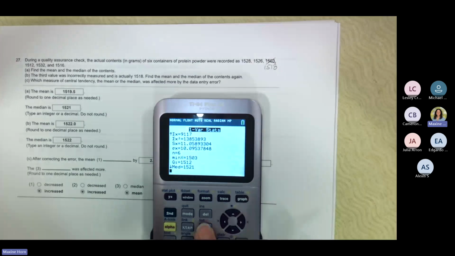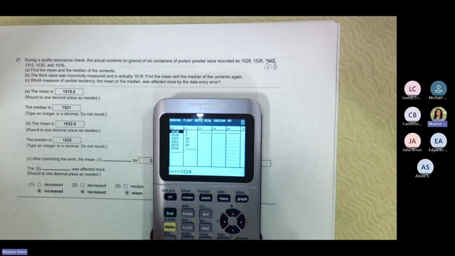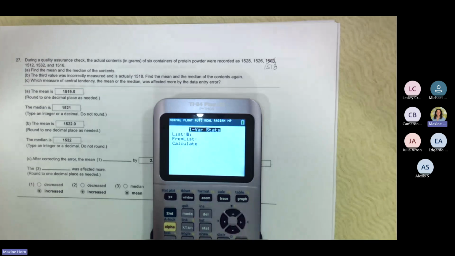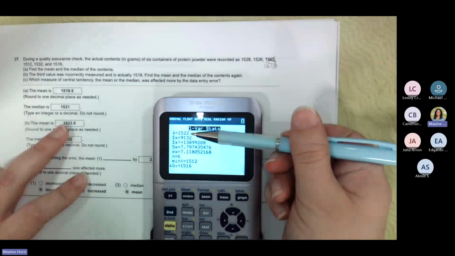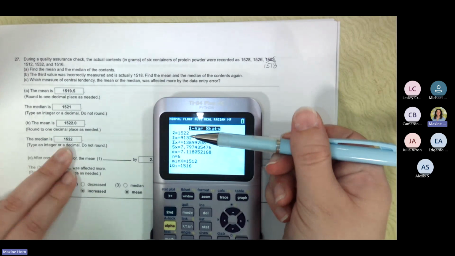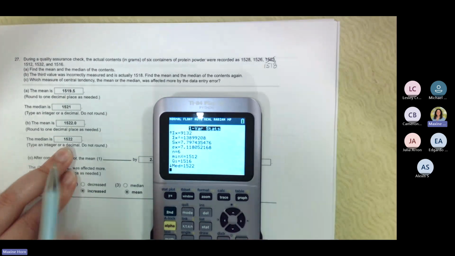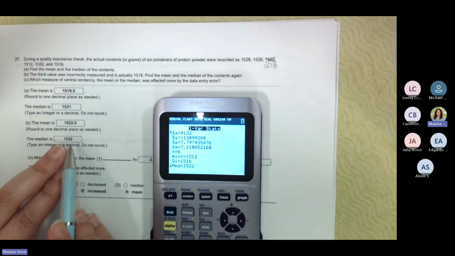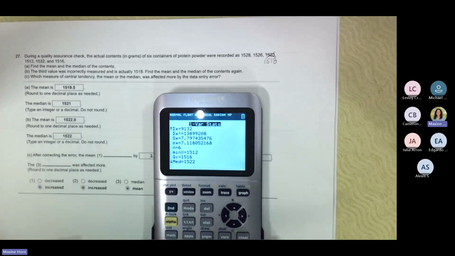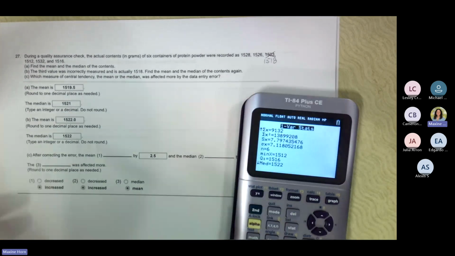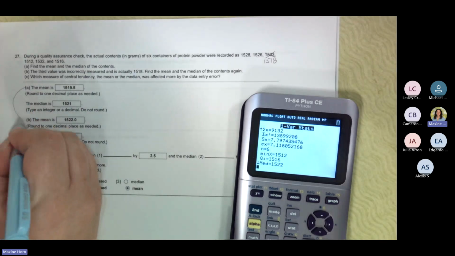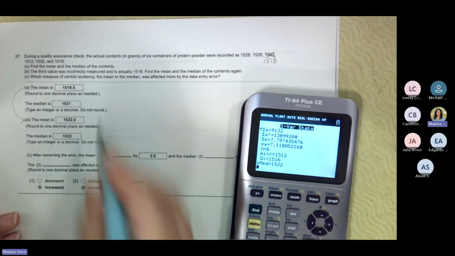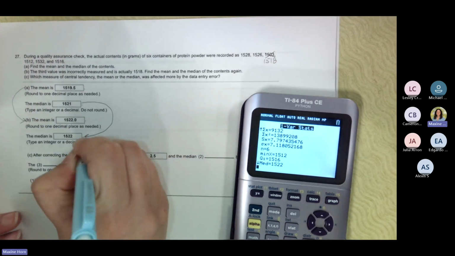So let's go back in and change that. We're going to go stat, edit. The third value is now 1518. Stat calc. And this time, the mean is 1522. And the median, again, we arrow down, is also 1522. Okay. All right. So the mean went from here to here. The median went from here to here.